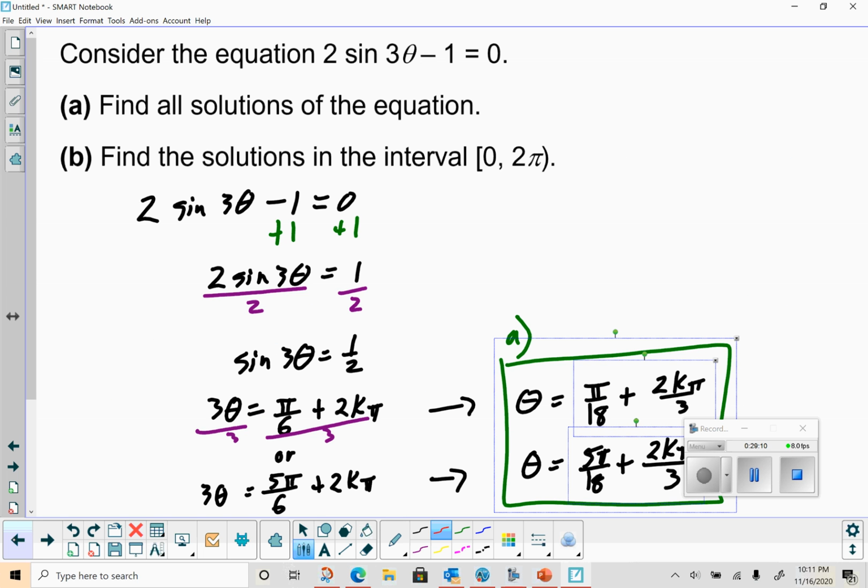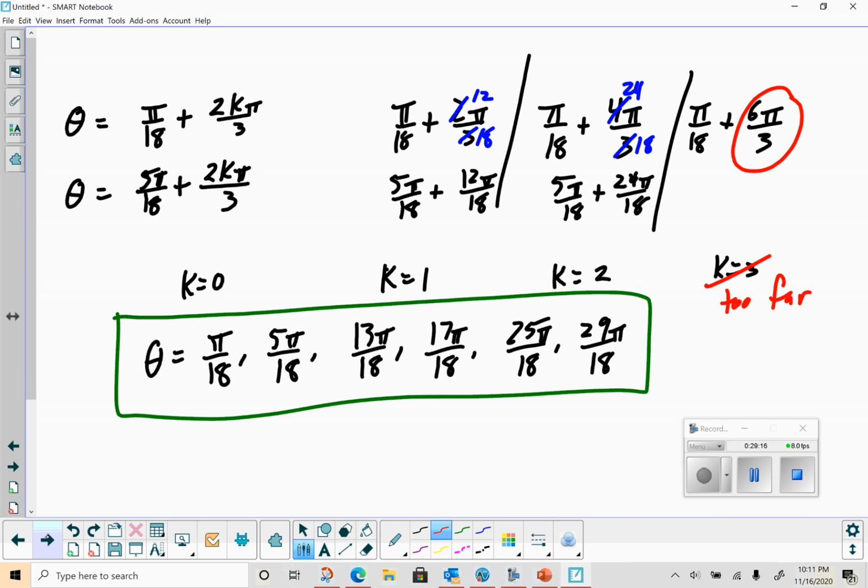Okay, so again, this is for part B where it says find the solutions in the interval from 0 to 2 pi. We have to find the solutions when k is equal to 0, when k is equal to 1, and when k is equal to 2. But that's where we get to stop, because if k is equal to 3, we've gone too far. We're beyond the interval they asked us to use.